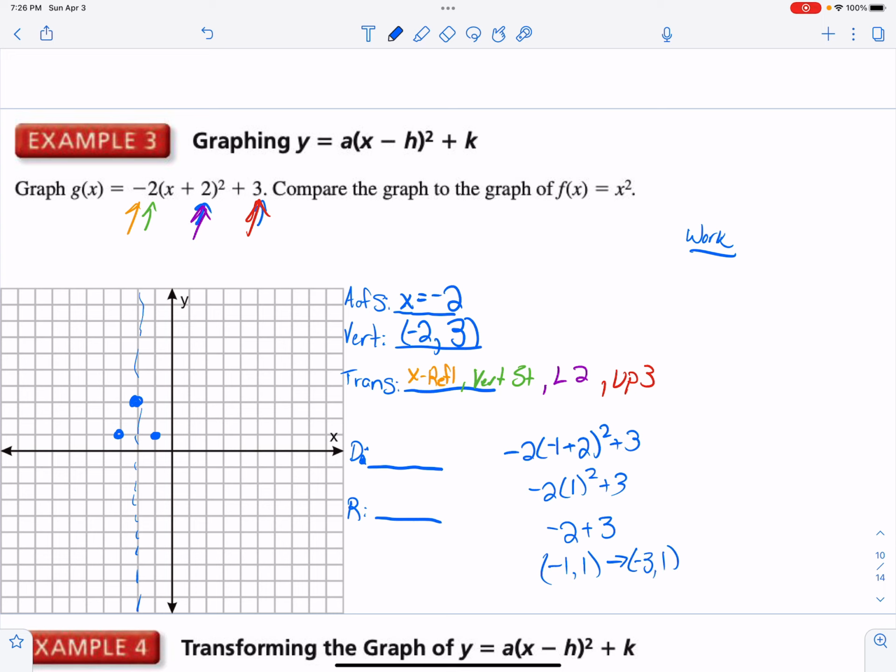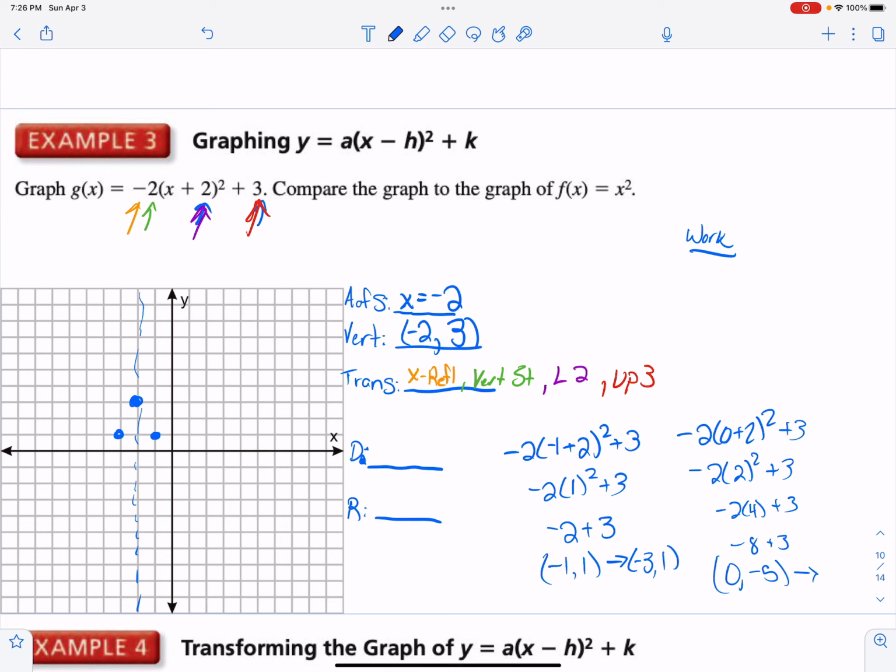Okay, we can plug in our next closest point, which happens to be 0. So 0 plus 2 squared plus 3. So we have 2 squared plus 3. 2 squared is 4, so 2 times 4 is going to be -8 plus 3. And we get -5. So at 0, we're at -5. And then our reflection at -4, -5. So we always want to utilize those reflections to our advantage.